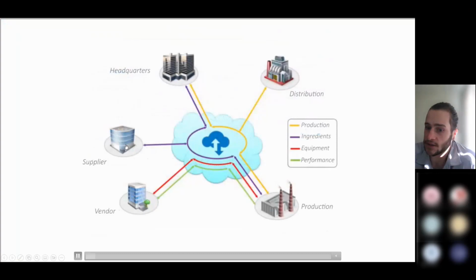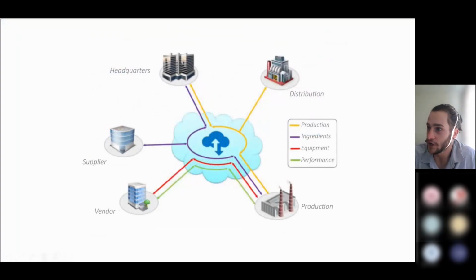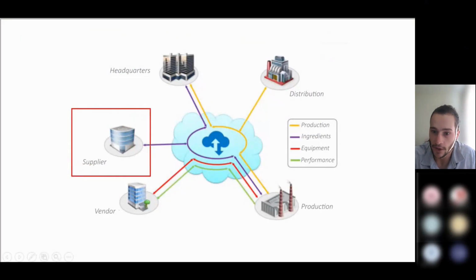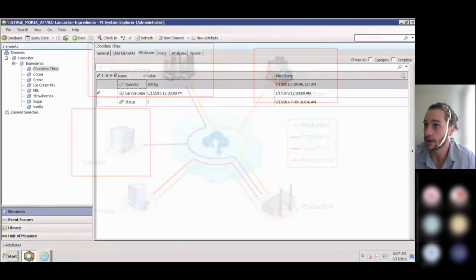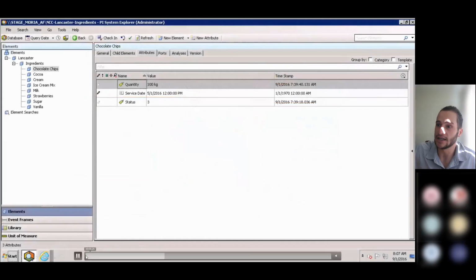So what you see in this video is an example of a production facility that needs to share data with multiple other companies. So this would include, for example, a supplier that needs to share ingredient quantities and production information with the distributor, or plant data with the headquarters, and so on and so forth, right? There are all these different customers that need the data shared from Pi.